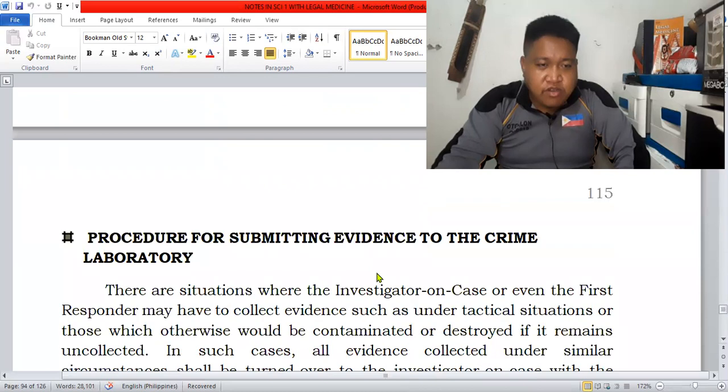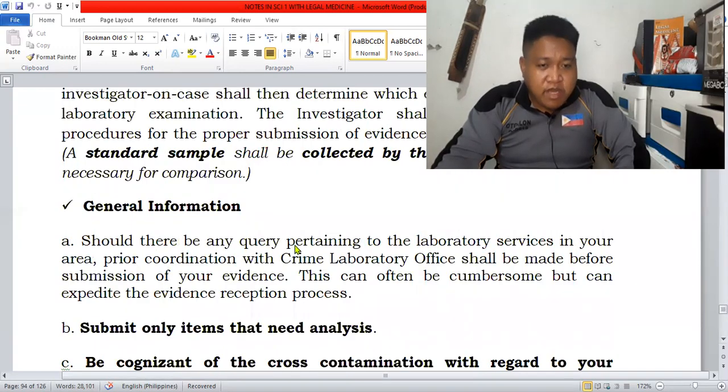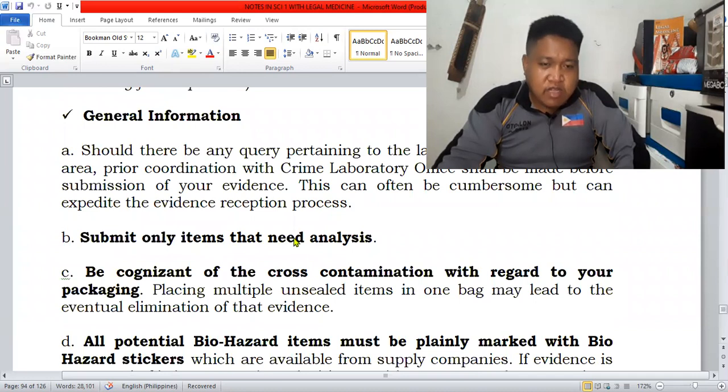General information on the procedure for submitting evidence to the crime laboratory. Should there be any query pertaining to the laboratory services in your area, prior coordination with the crime laboratory office shall be made before submission of your evidence. This can often be cumbersome but can expedite the evidence reception process. Submit only items that need analysis. Be cognizant of the cross-contamination with regards to your packaging.